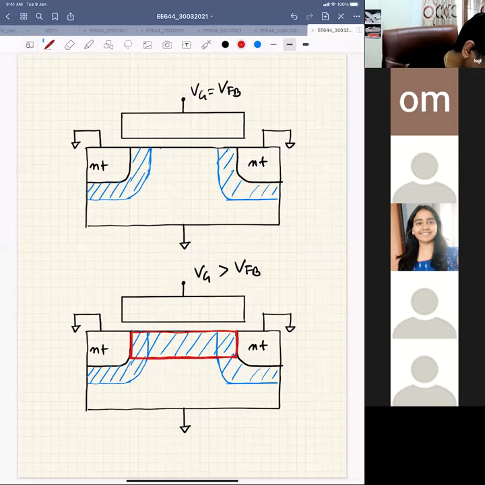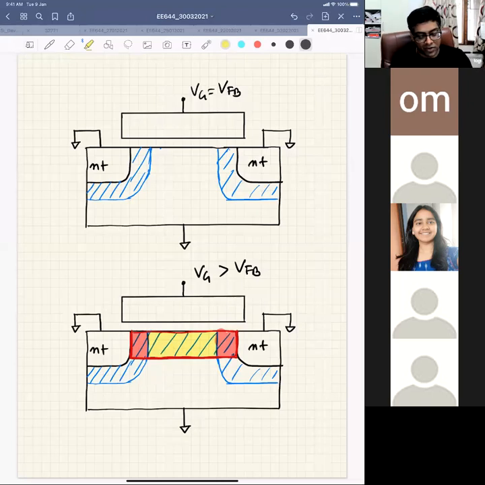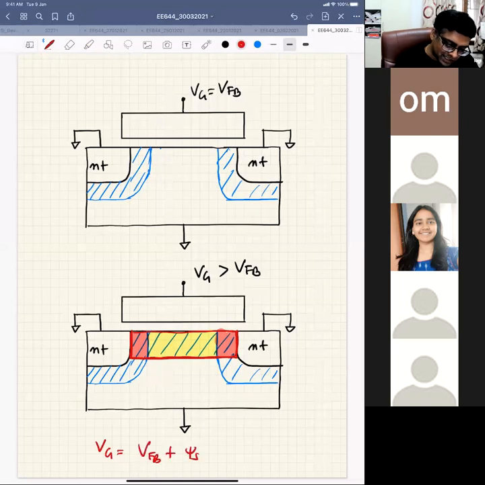Out of this charge, this red portion is controlled by the source and drain, because it is coming from the source and drain depletion part. And this yellow portion here is coming from the gate. So in the calculation, the total gate voltage is VFB plus psi s plus Qd by Cox.